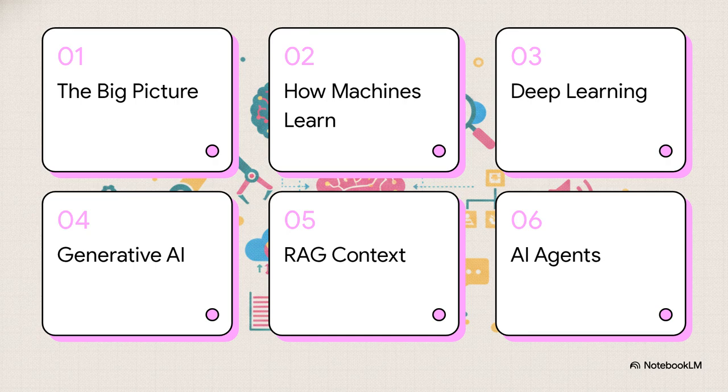1. The big picture of AI. 2. How machines actually learn. 3. Deep learning and making predictions. 4. Generative AI for creating content. 5. RAG, which is all about giving AI context. And finally, 6. AI agents and the autonomous future.